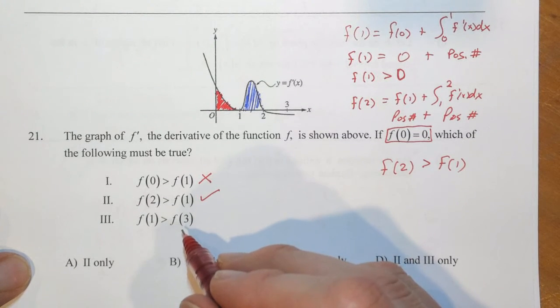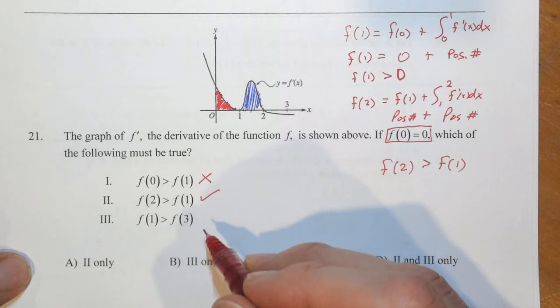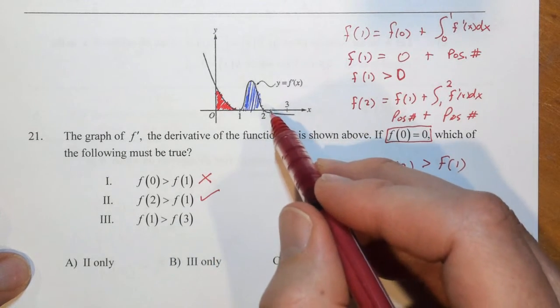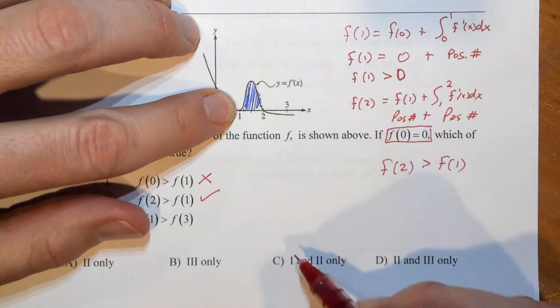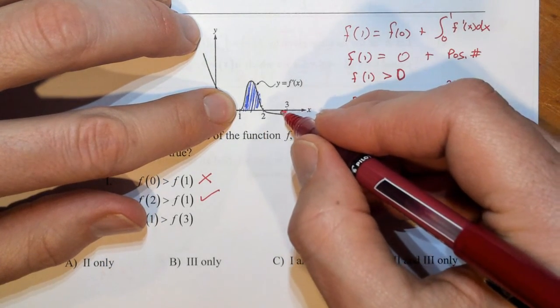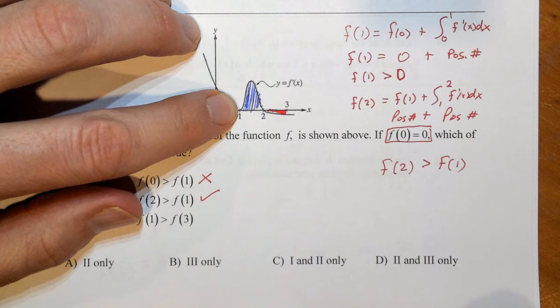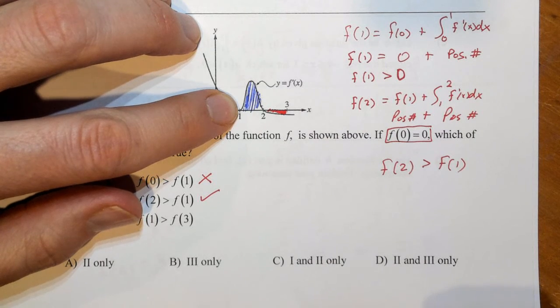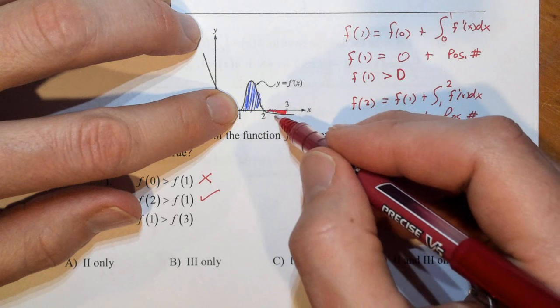Is f of 1 bigger than f of 3? We can probably see what's happening here. In order for f of 1 to be bigger than f of 3, we got to take a look and see, well, we're starting here. We add in this blue area, but we've got to subtract out the red area. Which has a greater magnitude, the blue area or the red area? Right, the blue. So we're adding, and we're taking some away, but we're adding more than we're taking away.